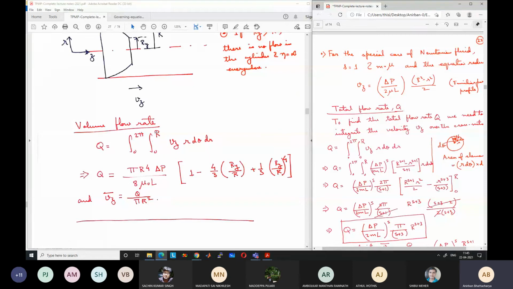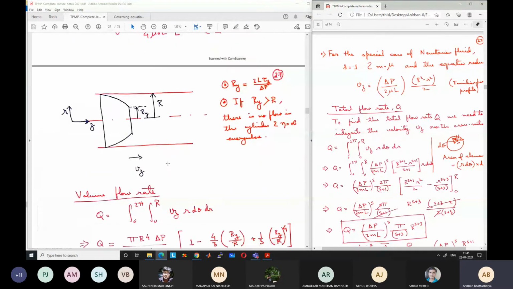You should do this on your own and verify this. This is important, so you should not just assume that this is the case. You try this on your own and find that the flow rate is pi R to the power 4 delta p by 8 mu 0 L times 1 minus 4 by 3 ry by R plus 1 by 3 ry by R all to the power 4. And the average velocity is Q by pi R squared. So I leave this as an exercise.